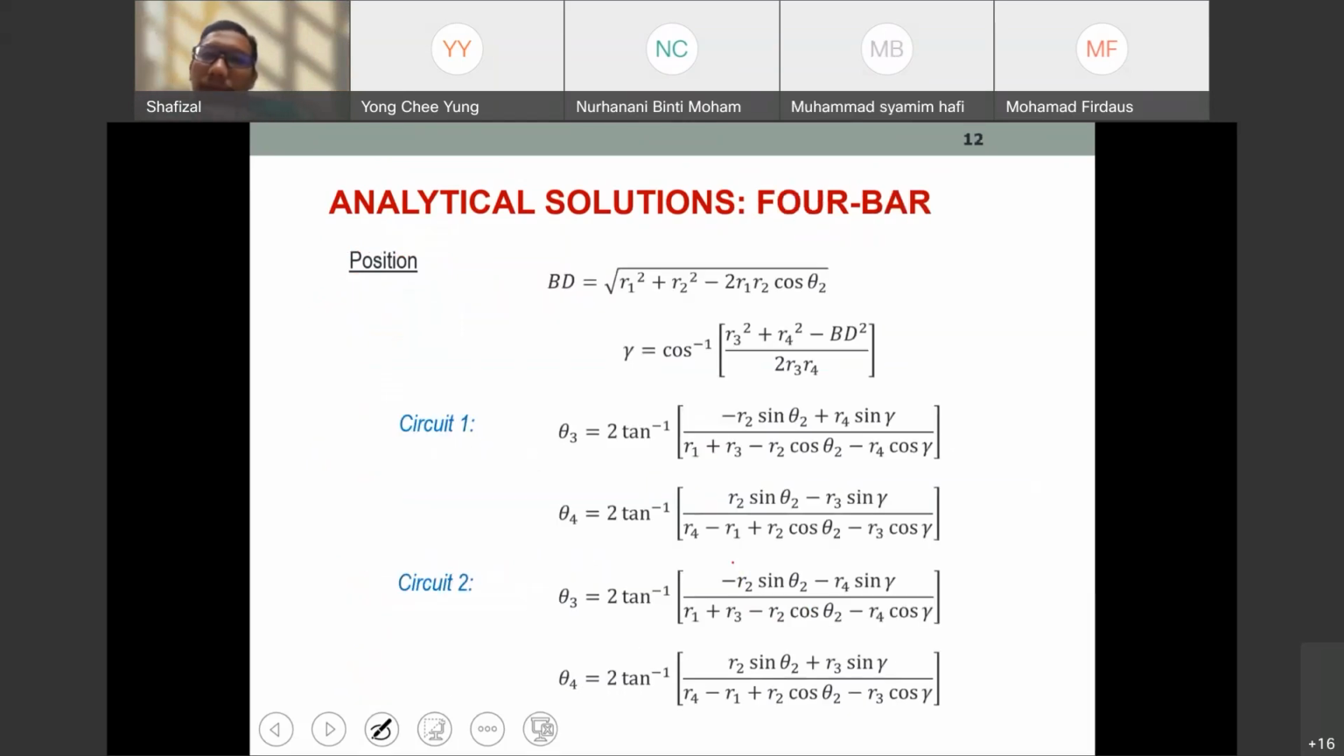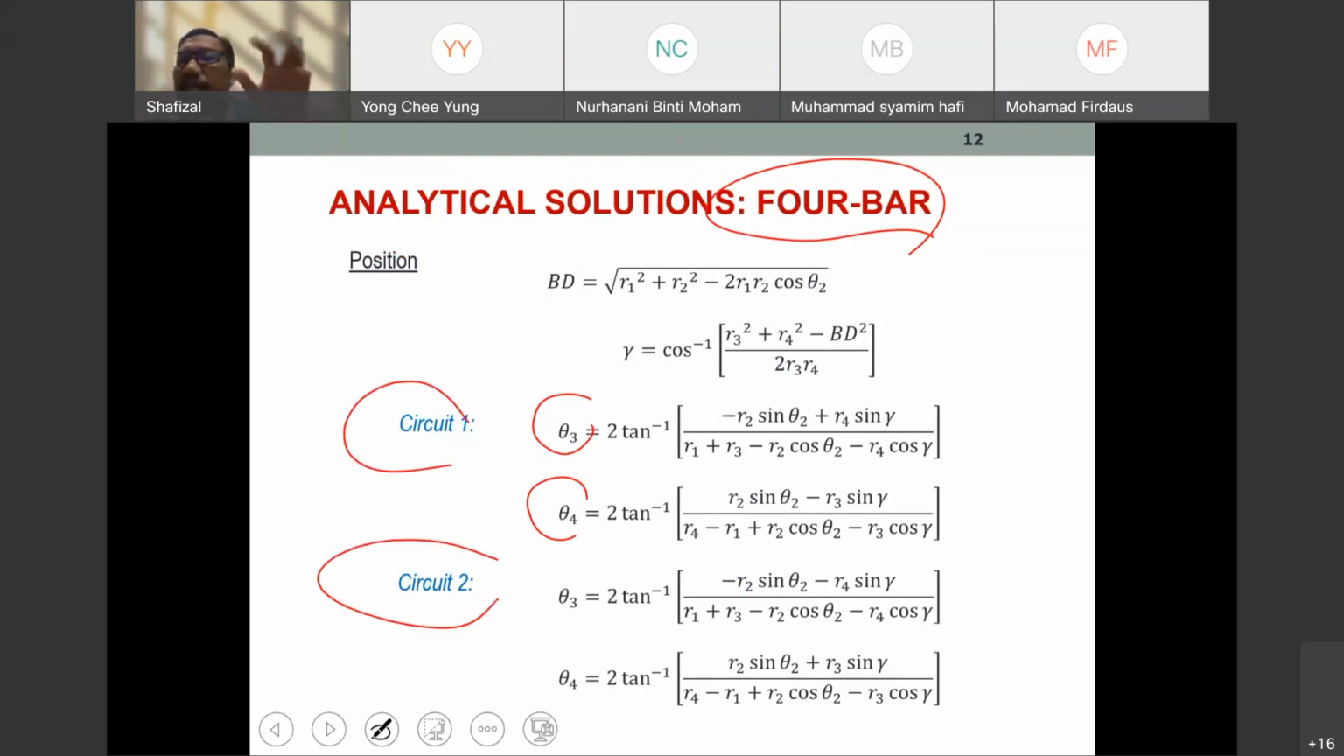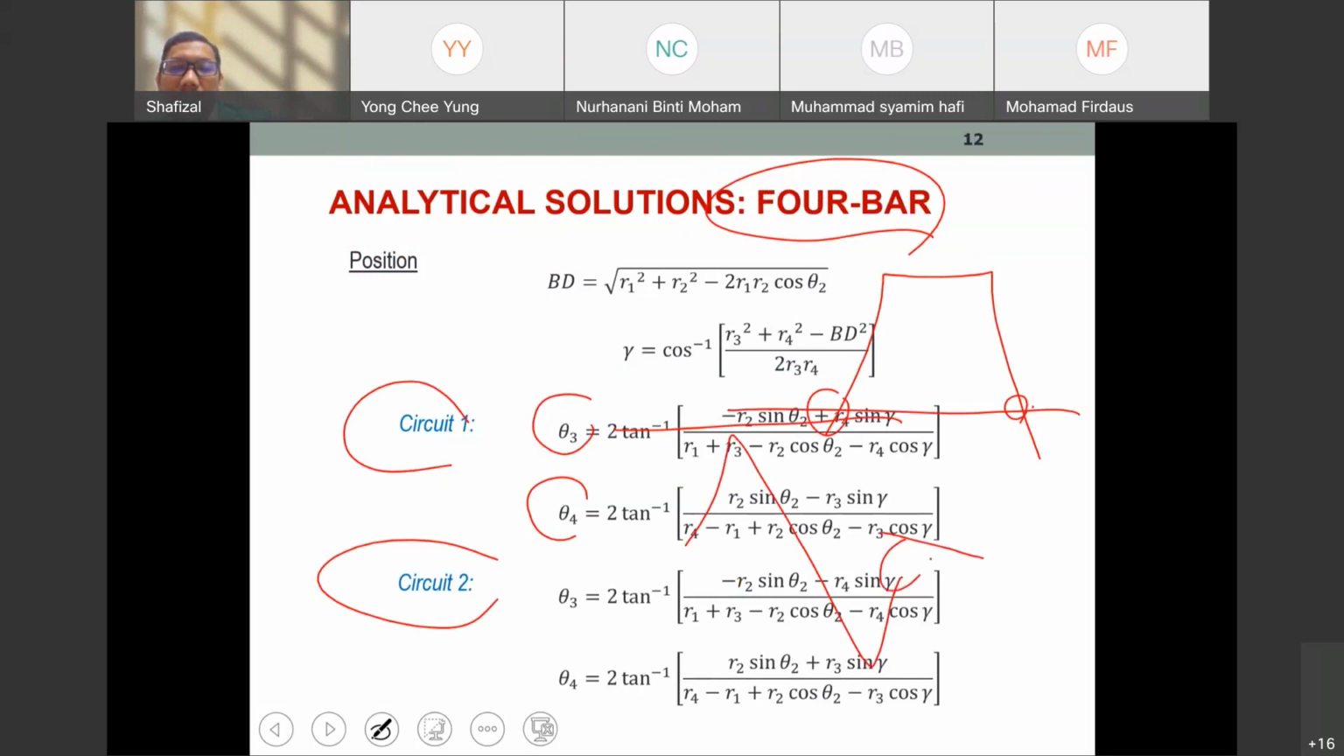Now, for 4-bar mechanisms, we can find theta 2, theta 3 and theta 4, right? But theta 2 is given, so we can find theta 3 and theta 4 for circuit 1 and circuit 2. Circuit 1 and circuit 2 are slightly different. Circuit 1 is something like this, which we usually meet. If I'm not mistaken, circuit 2 looks like this, a slightly different line. So you must make sure your problem fits circuit 1 or circuit 2.